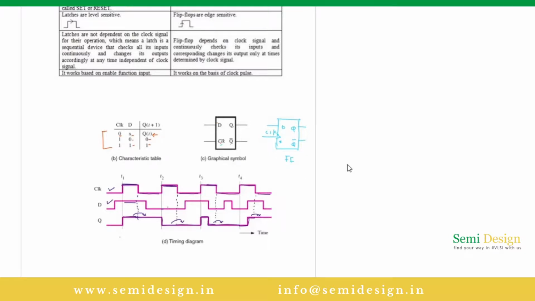Now let's take a flip-flop. Take this as the data, take this as the clock, and the flip-flop will work on the edge. This is the positive edge we are considering. So during the positive edge of the clock, whatever data is present we will get at the output till the next positive edge of the clock. Let me draw this.